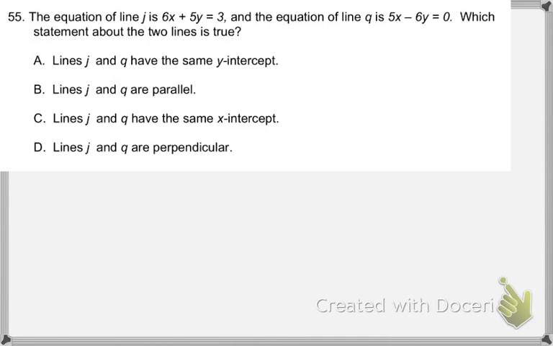Alright, here we are. If you haven't already tried this question on your own, go ahead and try it on your own now, just to think about it and see what you can do. Just remember what I already talked about, though. Parallel lines have equal slope. Perpendicular lines have opposite reciprocal slopes.